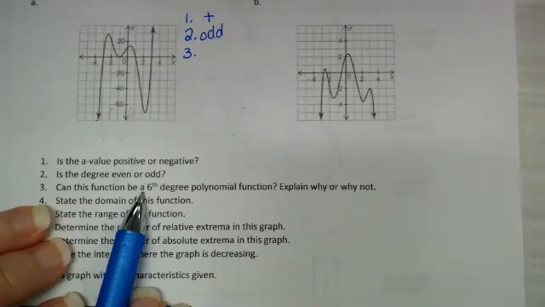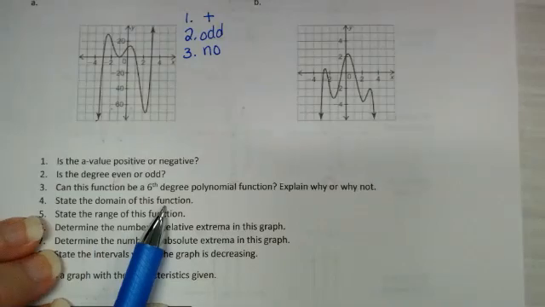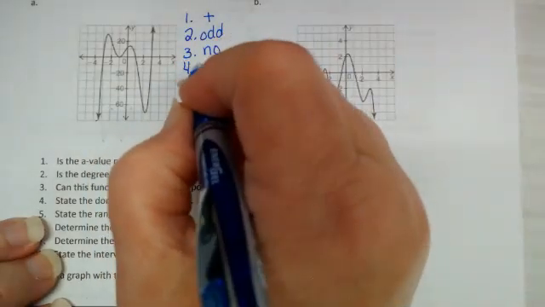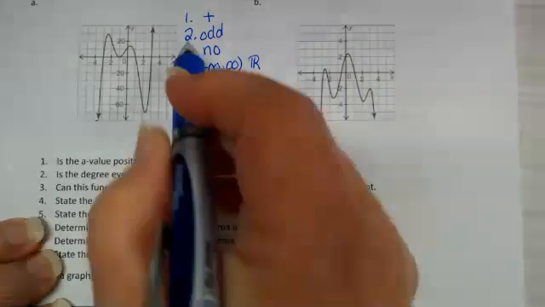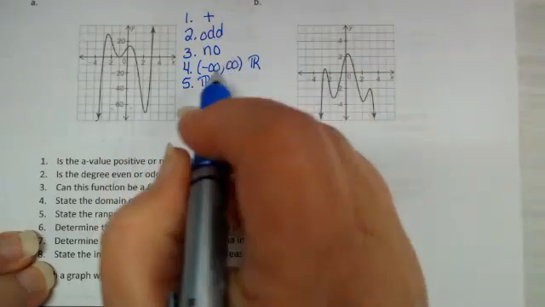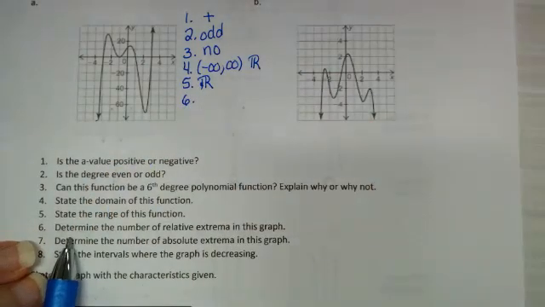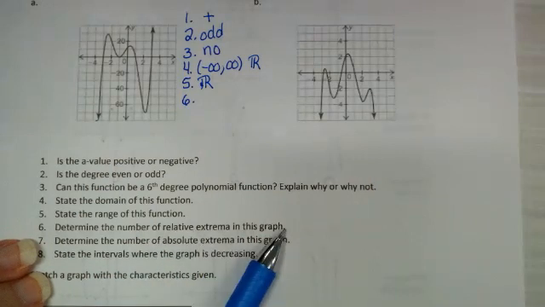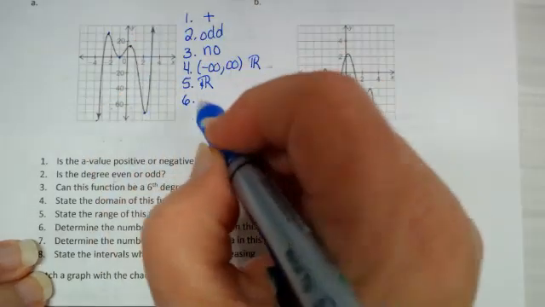Can this function be a 6th degree polynomial function? Well, no, because we just said it was an odd degree. State the domain. Well, for my odd functions, the domain is all real numbers, and we could have just said R. State the range. Same thing. For my odd functions, it's all real numbers. Determine the number of relative extrema in this graph. Well, let's count them. 1, 2, 3, 4.